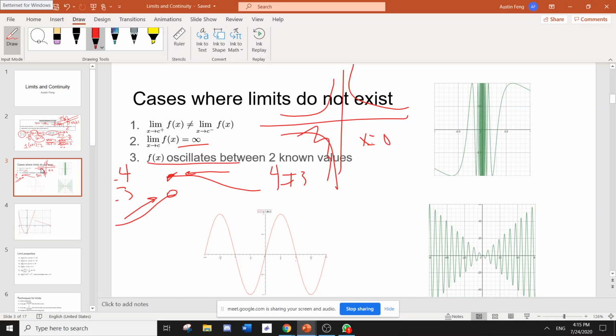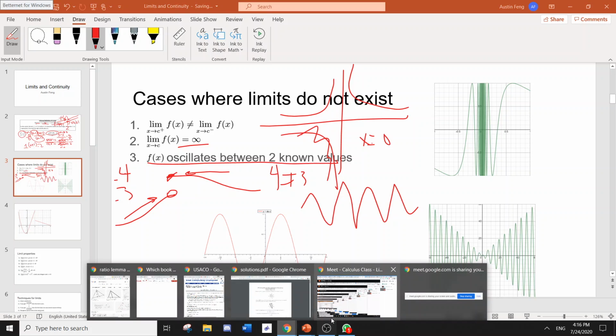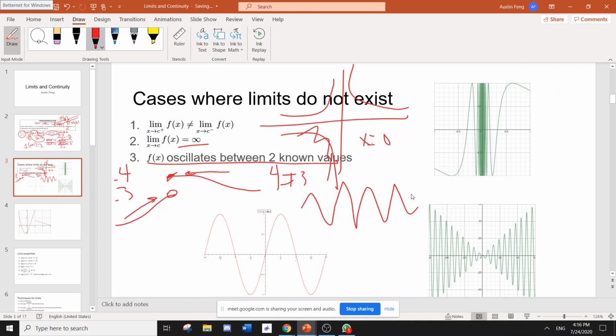And finally, it's when f of x oscillates between 2 known values. Oscillation is basically when it goes up and down like a curve. Now we have three different graphs here, and try to figure out which ones do exist, if the limit exists or not. So x goes to 0 for this one, x goes to 0 for this one, and x goes to infinity for this one.